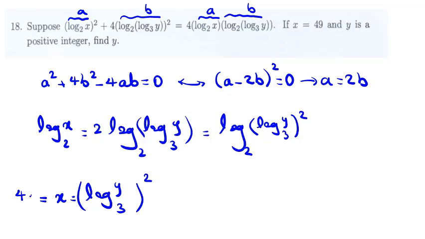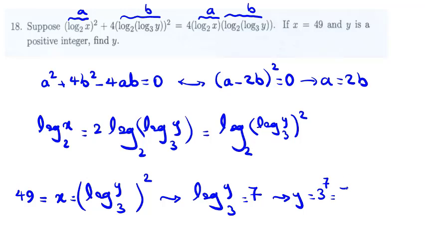So you take 2 inside, it will be log y in base 3 squared. Now you say 2 to the power of these terms will be x, and the right side will be log y base 3 squared. X is 49. Now the problem says y is a positive integer. If y is 1, it is 0. If y is less than 1, it is negative. Because y is greater than or equal to 1, it is a non-negative number. So if we use square root, it will be 7. Now if we consider 3 to the power of this, y equals 3 to the power of 7.